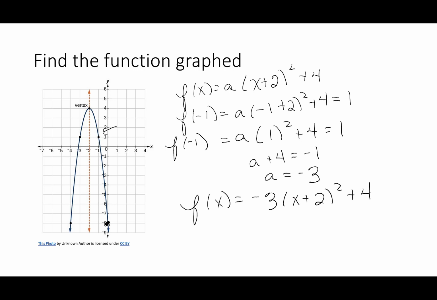If you wanted to check it, one thing you could do really quick is compute the y-intercept. I would have negative 3 times 2 squared plus 4. This is negative 12 plus 4, which is negative 8. And you're like, oh, that's exactly what I expected to get. So you say, good job, and keep going.